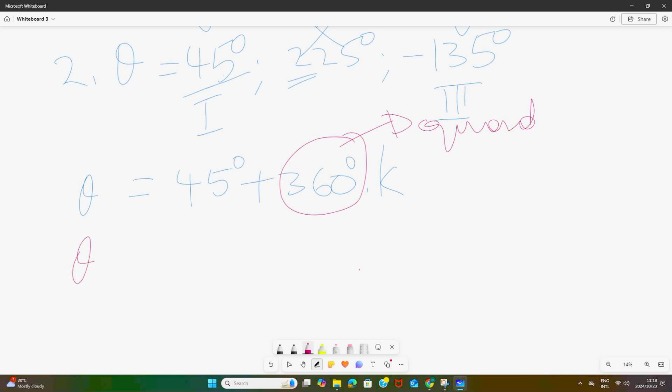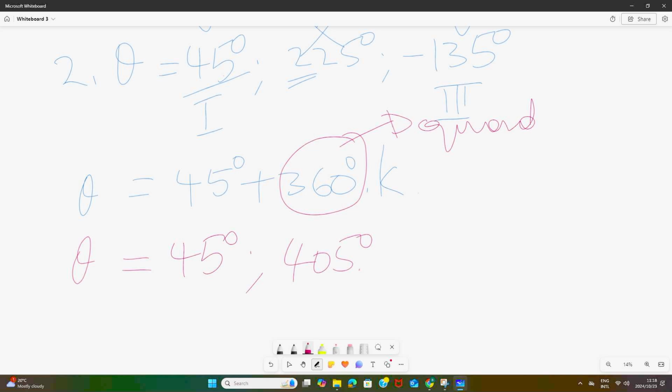Okay, let us take it when k is equal to 0. When k is 0, it will be 360 times 0 plus 45 degrees, which will give us 45 degrees. It's fine. And then another angle, what about k equal to 1? It will be 1 times 360 degrees. 360 plus 45 degrees will be giving us 405 degrees.